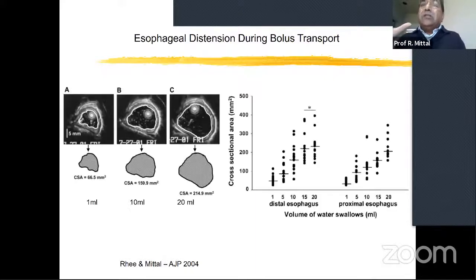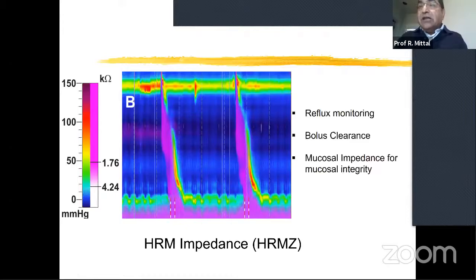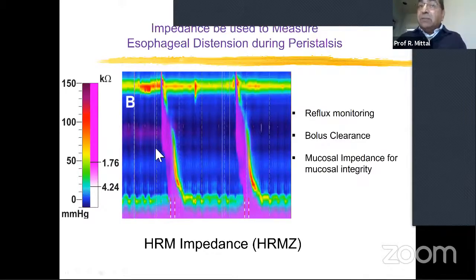So there is another aspect of the esophagus that is very relevant. That is the distension, how well the esophagus distends before it starts to contract. So this is just to show a lot of our work is based on the ultrasound imaging. And we look at the cross-sectional area during the distension phase. And you can see beautifully how with different size boluses, your cross-sectional area of the esophagus goes up. So you can measure with the ultrasound, but we figured out a way how you can measure with the impedance.